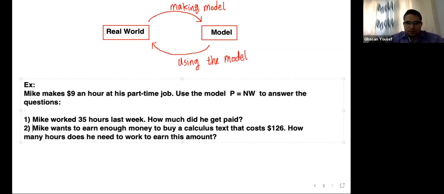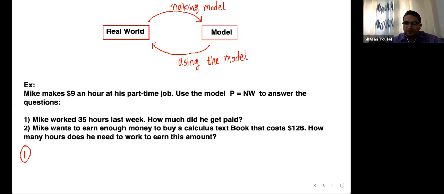The second question, Mike wants to earn enough money to buy a calculus textbook, or a college algebra textbook. This book costs him $126. The question is, how many hours does he need to work to earn this amount? So the first question, like before, some students answered 315. This is nice.